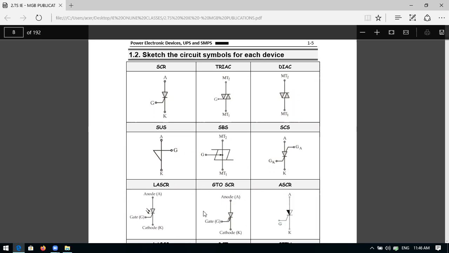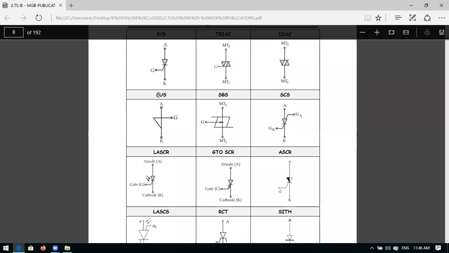Next, SUS you can see. So SUS is a silicon, what is that? Silicon unilateral switch. Which is also a 3-terminal device. You can see here, which is a member of the thyristor family. So you can construct it like that only. So there is an anode, cathode, and gate.